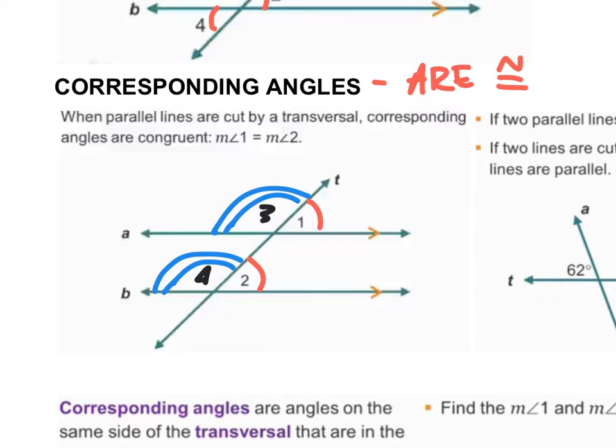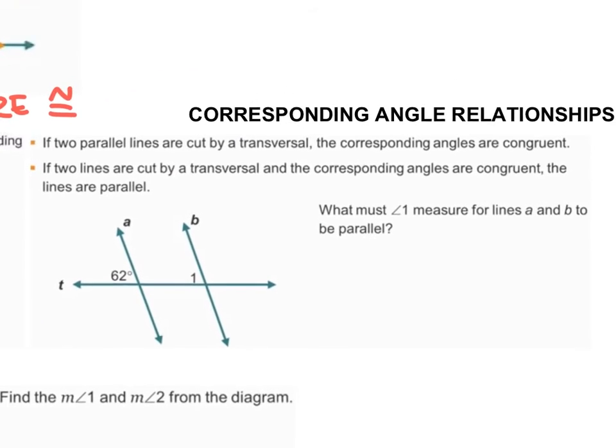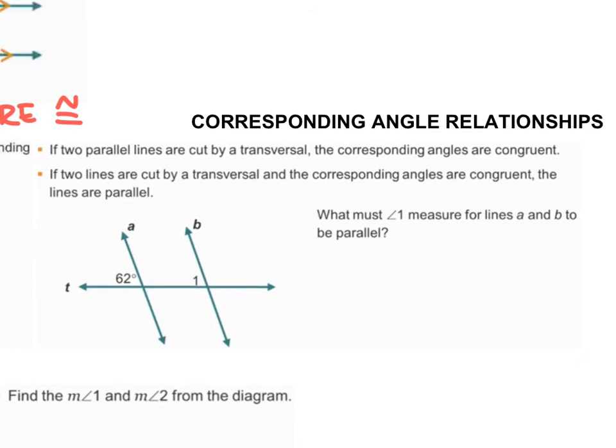All right, so let's look at this problem here. Corresponding angle relationship. So what we know, if two parallel lines are cut by a transversal, the corresponding angles are congruent. If two lines are cut by a transversal and the corresponding angles are congruent, then the lines are parallel. So what we can say here is that we have this picture. We have lines A and B, and they're being cut by a transversal. So this angle here, 62 degrees, top left corner, corresponds with angle 1 over here, which is also in the top left corner of the intersection, okay?